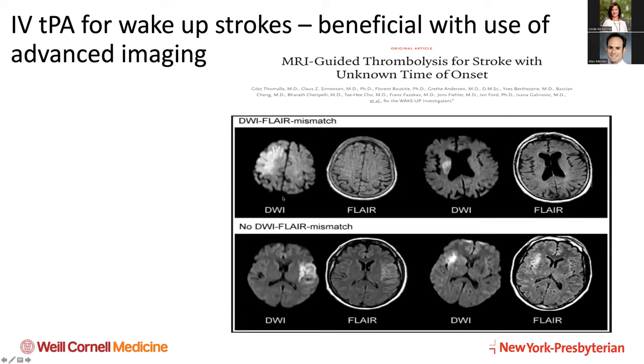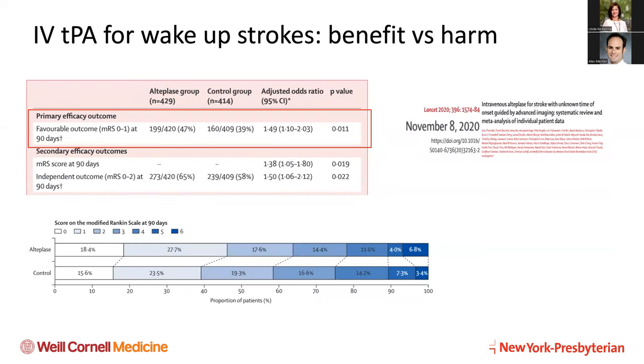And so this trial evaluated TPA versus placebo for patients who had this mismatch, where they likely were having a stroke within 6 hours of onset. And they found that TPA was indeed associated with a beneficial outcome, and that these patients with wake-up strokes could indeed benefit from TPA.